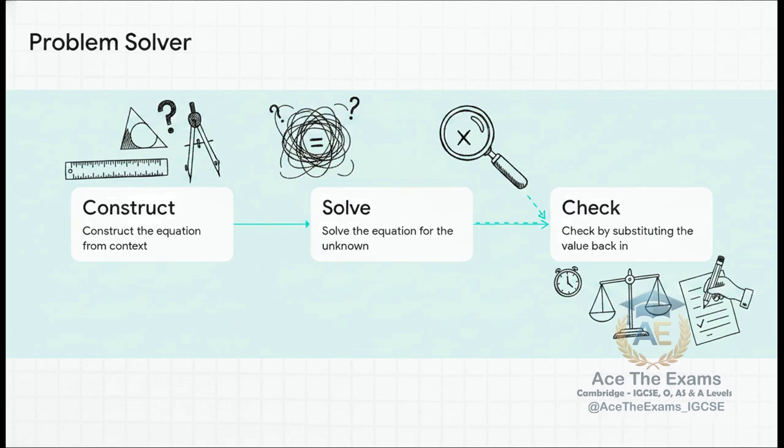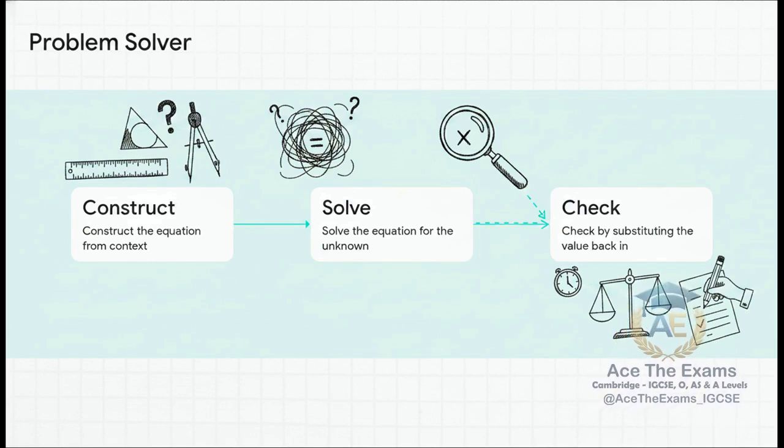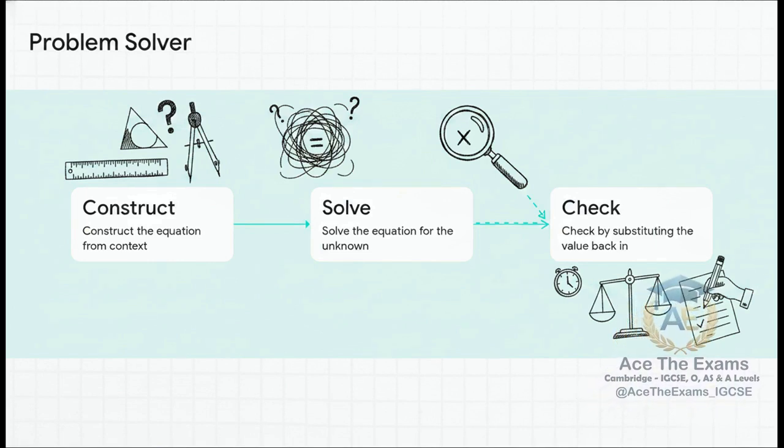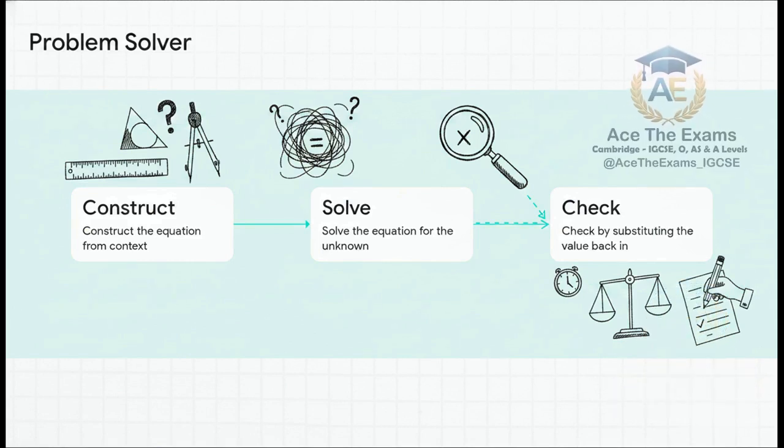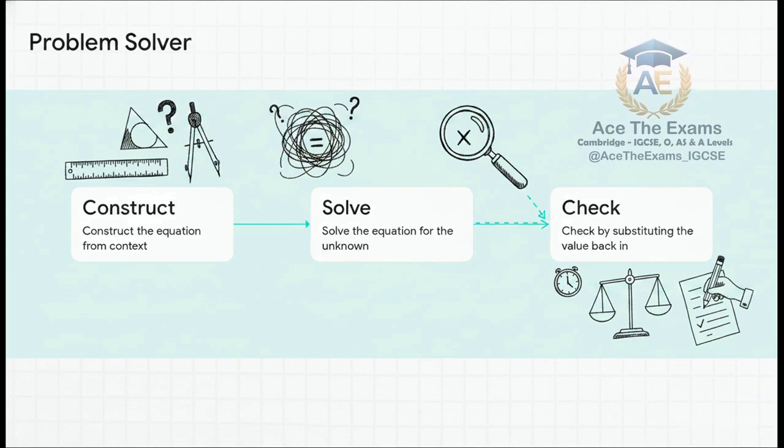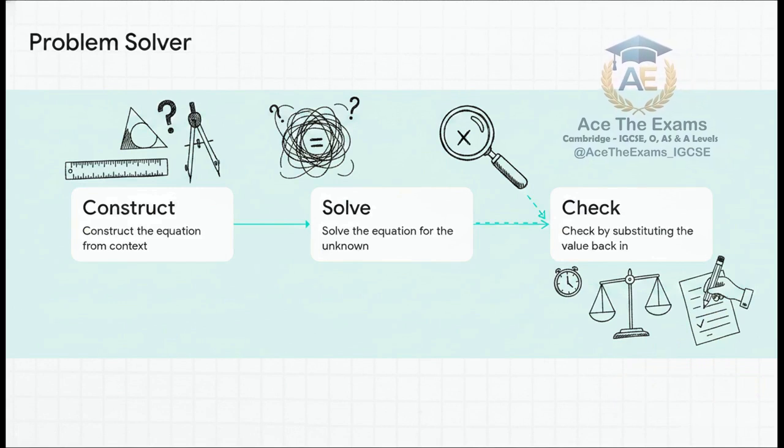Guys, do you know why students so often lose marks? Because they completely skip step 3. They find a value for x, breathe a sigh of relief, and immediately move on to the next page. If you just take 30 seconds to substitute your value back into the original context, you essentially grade your own paper before the examiner even sees it. You guarantee your own marks.